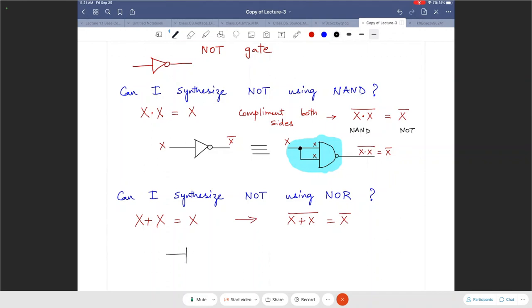NOT gate is equivalent to a NOR gate with both inputs tied together. So that's my second option. I can also synthesize a NOT gate by simply tying the NOR gate inputs together, a NOR gate with two inputs tied together.